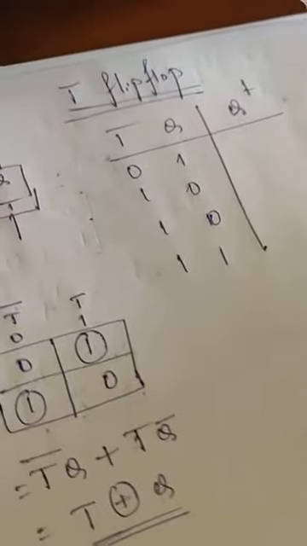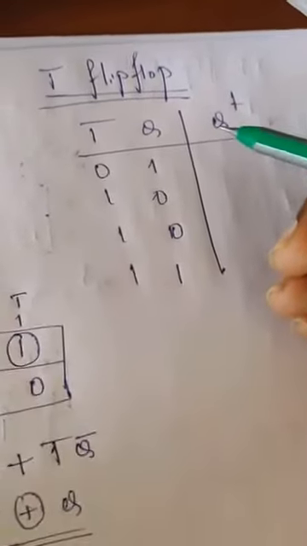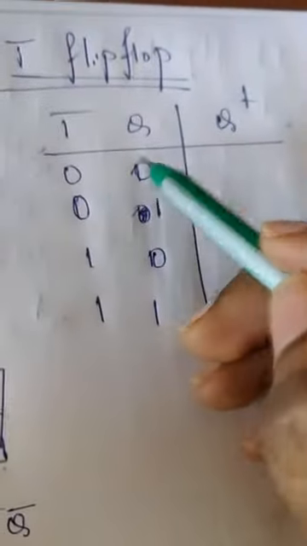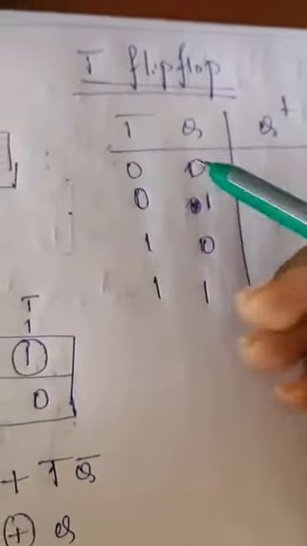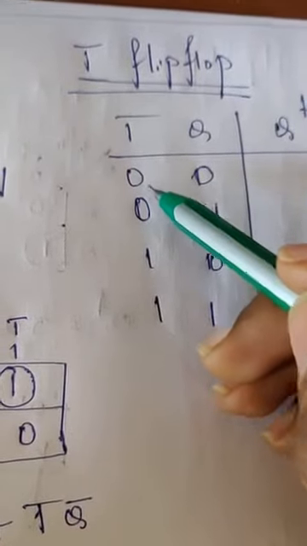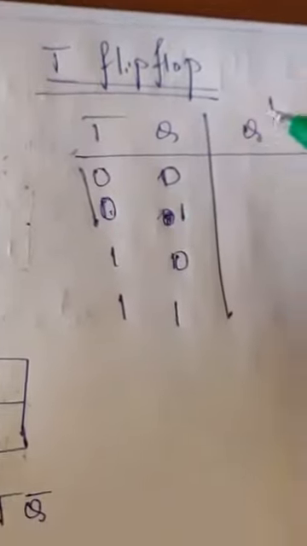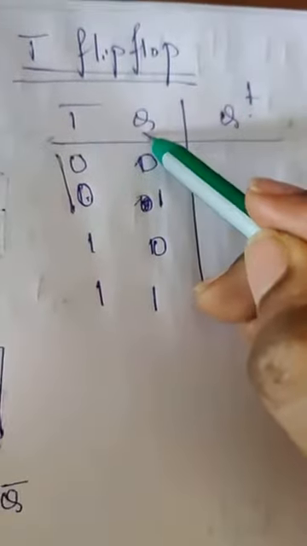So we have written the truth table for the T flip-flop. So this is simple. T and Q: 0 0, 0 1, 1 0, 1 1. Right. Okay. So in case of the T flip-flop, whenever T is 0, look at this.